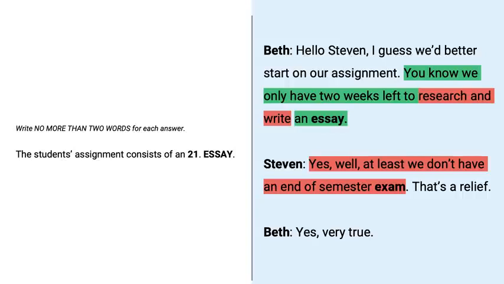Beth said, you know we only have 2 weeks left to research and write distractors and essay. 1 word was the correct answer there. And then Stephen says, yes, well, at least we don't have an end of semester exam. If you wrote exam, that would be incorrect. That's a distractor.